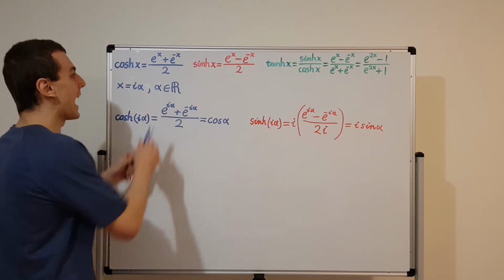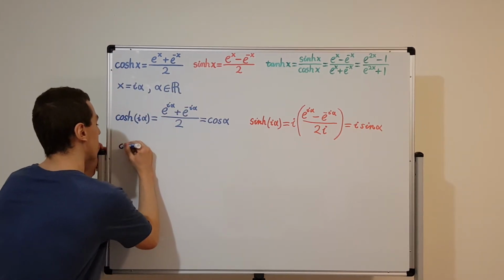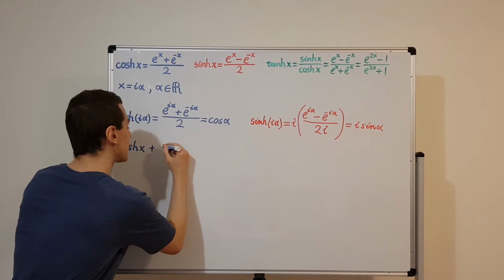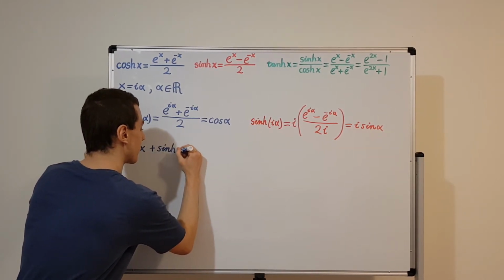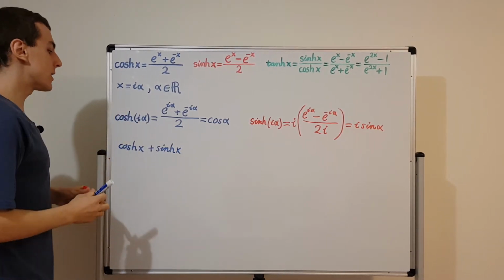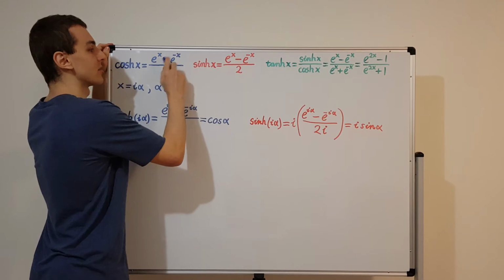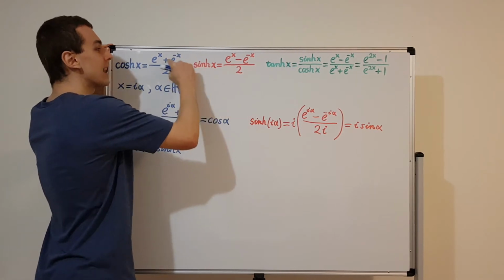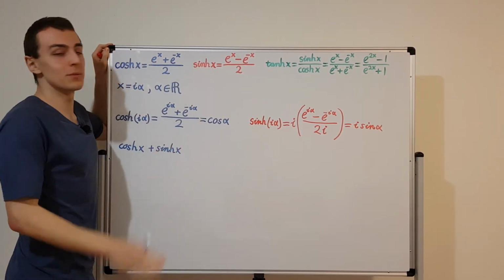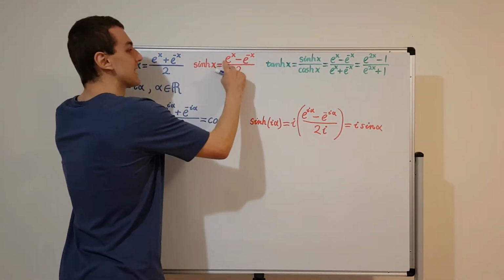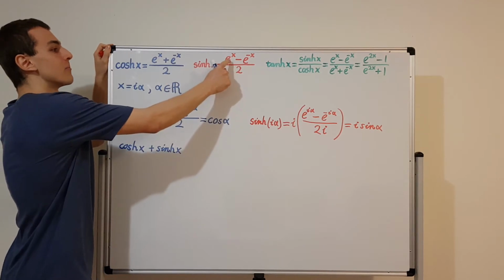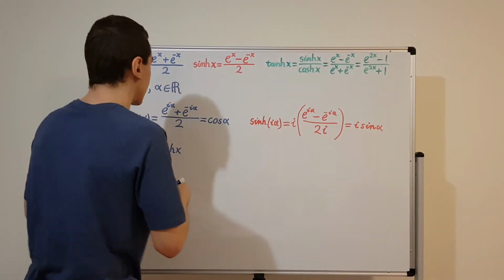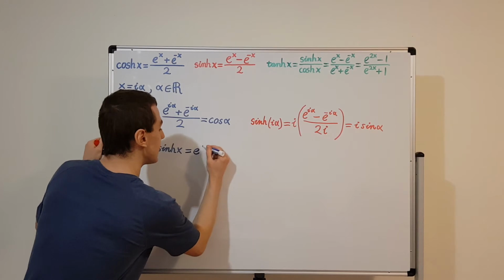So now let's go ahead and add these guys together. Let's add cosh of x and sinh of x. What are we going to get? Well, if we look at the definitions, there is a plus e to the minus x over here, and there is a minus e to the minus x over here. So if we add these two together, they are going to cancel. So e to the minus x is going to disappear. We're just going to be left with e to the x plus e to the x. So we're going to have two copies, and we're going to have a factor of 2. But we also have a factor of 2 in the denominator. So the 2's will cancel, and we're just going to be left with e to the x. So this is equal to e to the x.